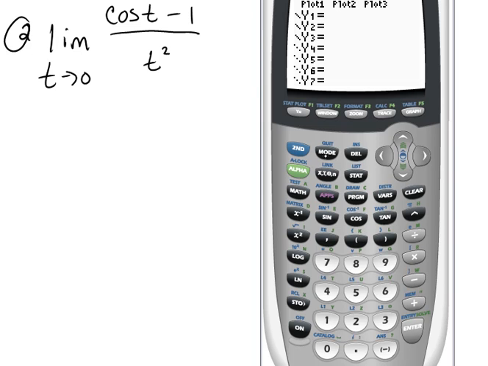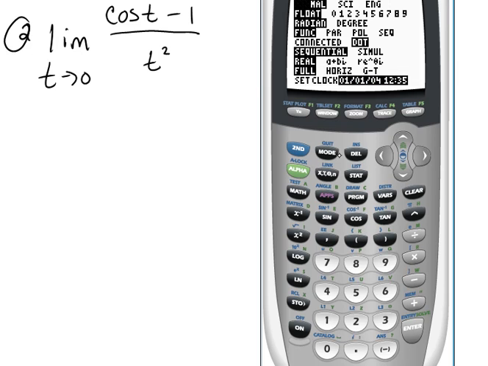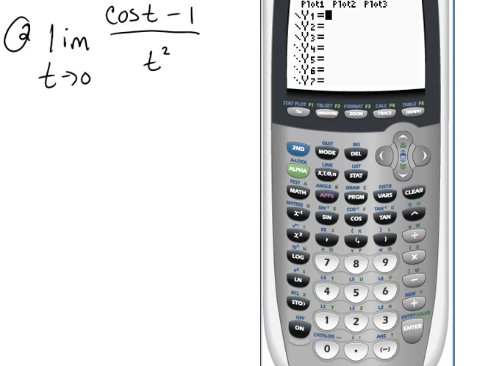So I want to make sure that my mode is in radians, so I hit the mode button on my calculator and I check to see that it's in radians. And then I'll go back to the y equals and I'll type the function in. I have to put the numerator, or the top of the fraction, in parentheses, and I'll use an x instead of a t. And then minus 1, close that parenthesis, and then divide by x squared. And they tell me the numbers that they want me to approximate.